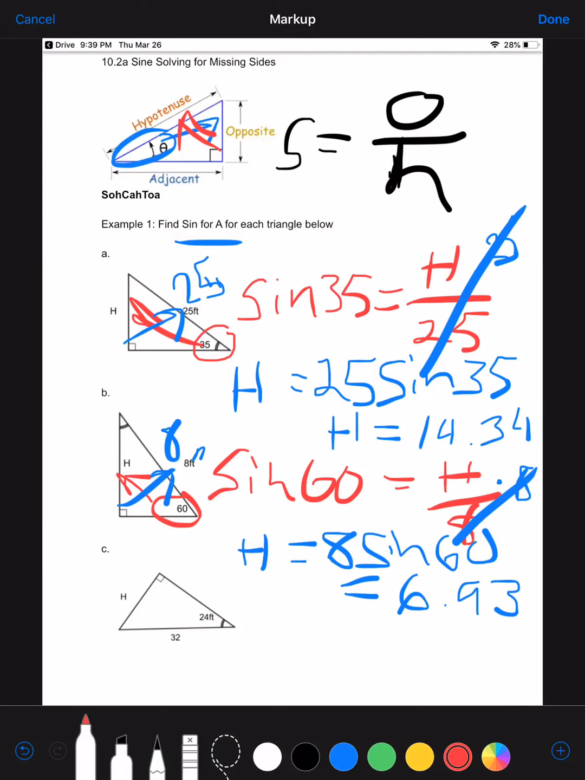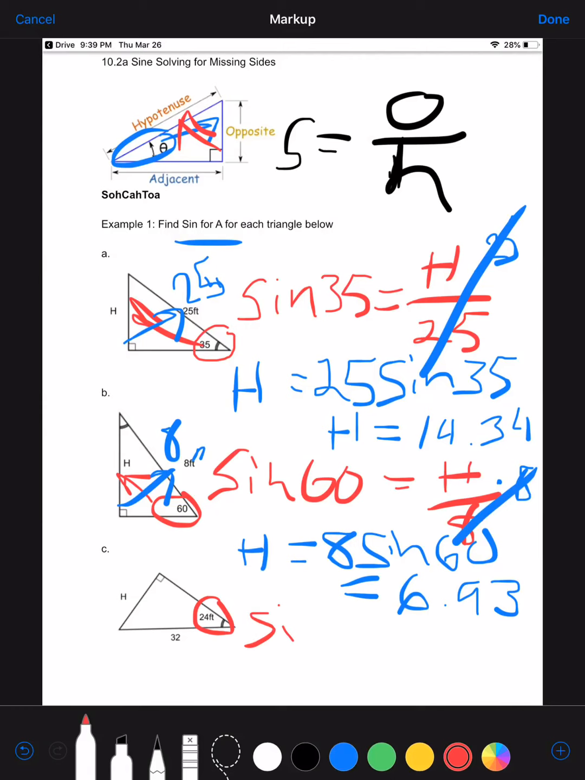Again, got to find what our angle is. In this case it's 24. And ignore the fact that that says feet. That's a typo. It should be degrees. The feet should be on the 32. That's just a mistake I made. We all know I make mistakes.